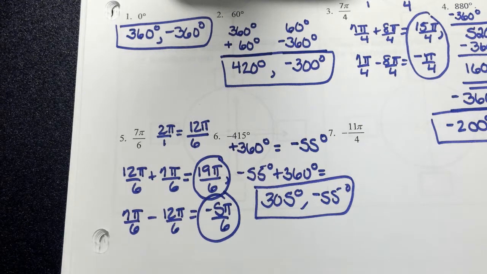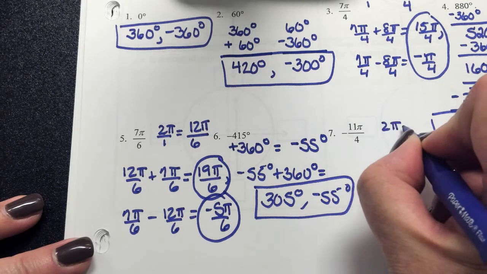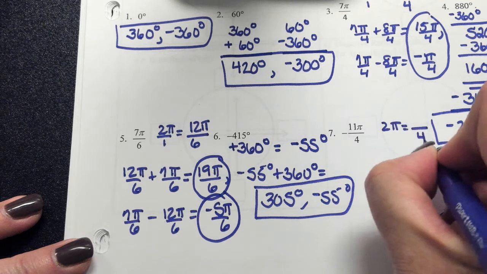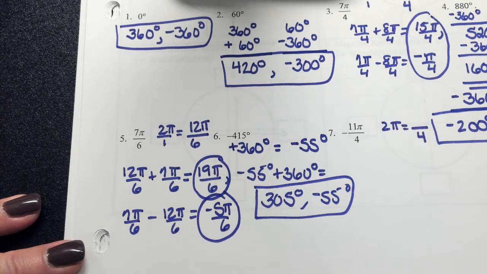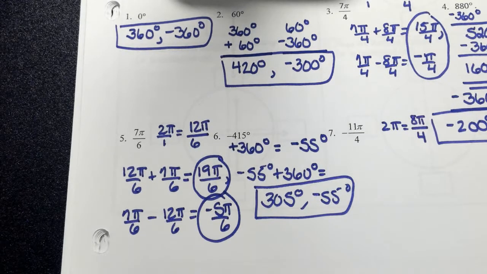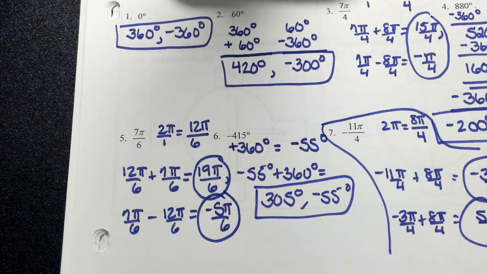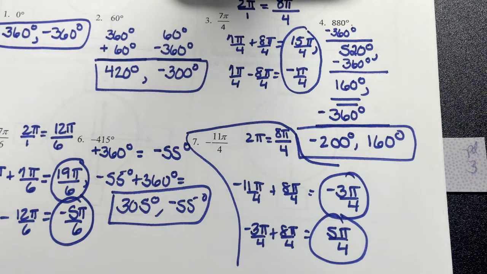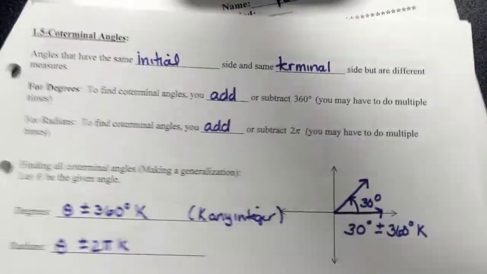Okay? You guys go ahead and try number 7 for me. Negative 11 pi over 4. What are we going to add or subtract to negative 11 pi over 4? We're going to do what? Change that 2 pi into a denominator of 4. So what's 2 pi going to look like with a denominator of 4? 8 pi over 4. Am I going to want to subtract 8 pi over 4? No, just add that 8 pi over 4. Hopefully you guys came up with negative 3 pi over 4 and 5 pi over 4 as the coterminal angles for number 7. All right, any questions on finding coterminal angles, whether you are in radians or whether you're in degrees?